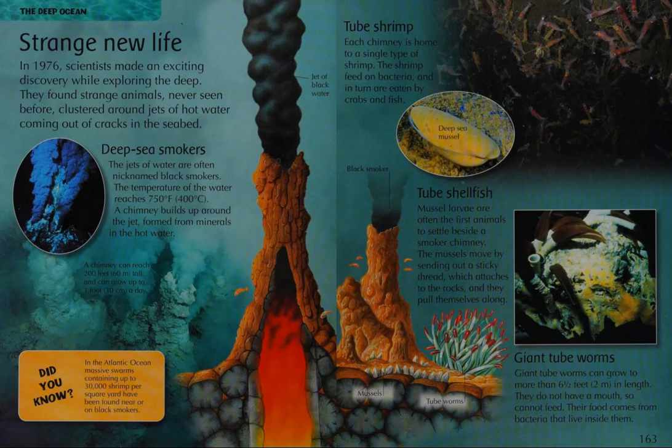Tube worms. Mussels. Tube shrimp. Each chimney is home to a single type of shrimp. The shrimp feed on bacteria, and in turn are eaten by crabs and fish. Did you know?